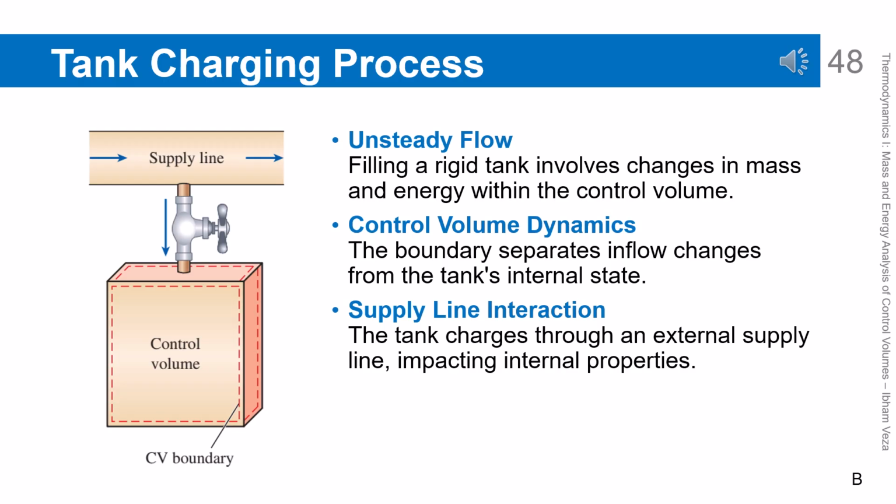Tank charging process. Tank charging is an example of an unsteady flow process. The mass and energy inside the control volume change with time. Fluid enters through a supply line and changes the conditions inside the tank. The analysis of this process must account for mass and energy accumulation. This example is very important for understanding transient systems.